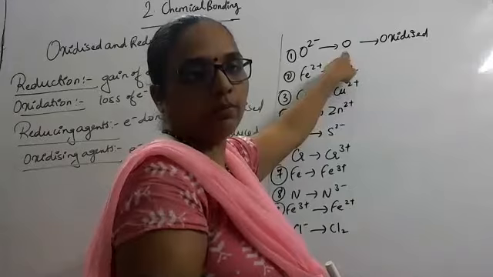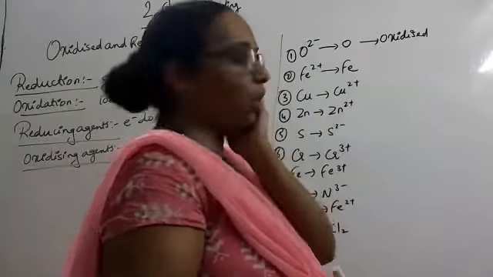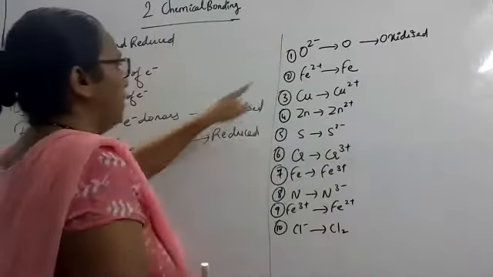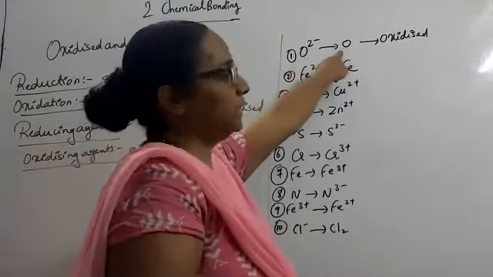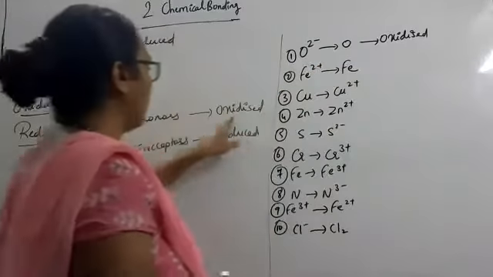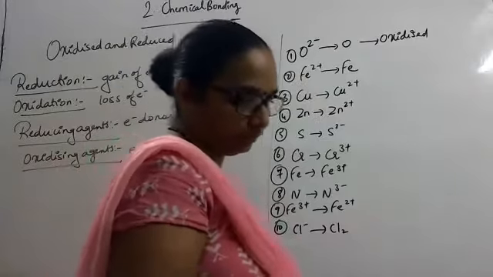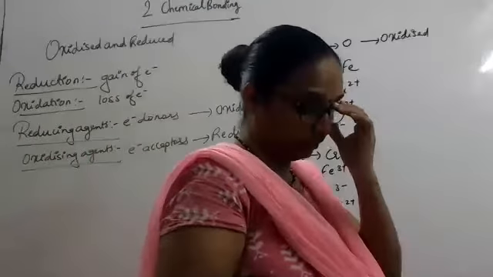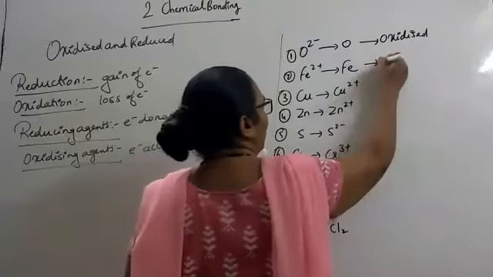It means it has become neutral. How has it become neutral? By donating the electron. So oxygen has donated 2 electrons. It has become neutral. It means it is oxidized. That is electron donor. Second one. Reduced, ma'am. Very good. It is reduced.